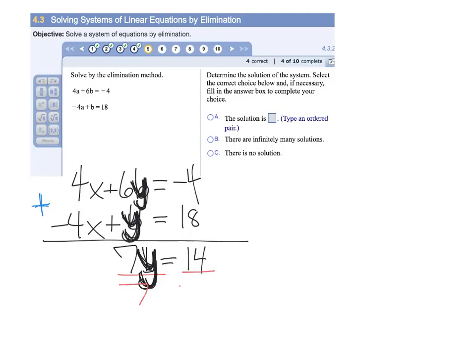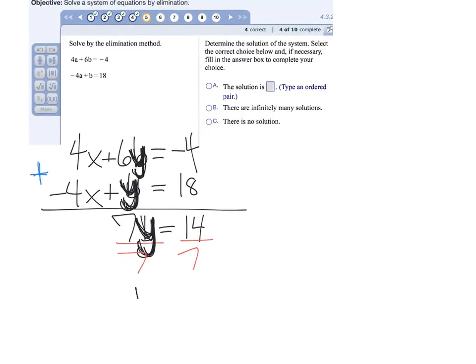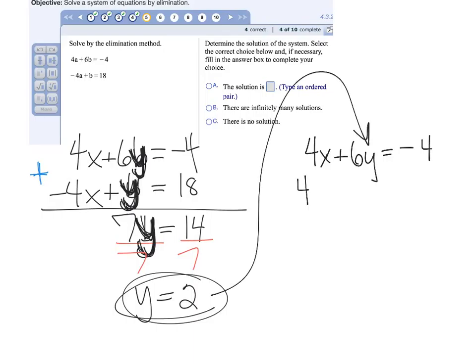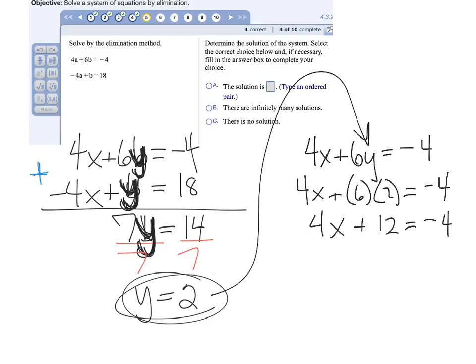Divide both sides by 7, and you get y is equal to 2. Now that we know y is equal to 2, you choose either one of these two equations. I'll choose the first one, 4x plus 6y equals negative 4, and we're going to substitute 2 where we see the y. So you end up with 4x plus 6 times 2 equals negative 4. So that's 4x plus 12 equals negative 4.